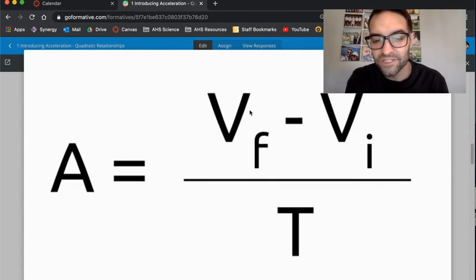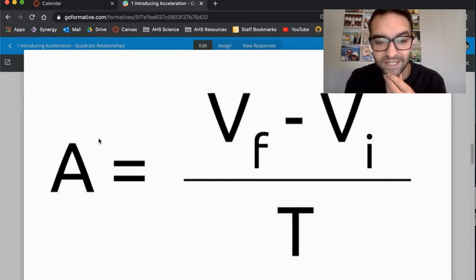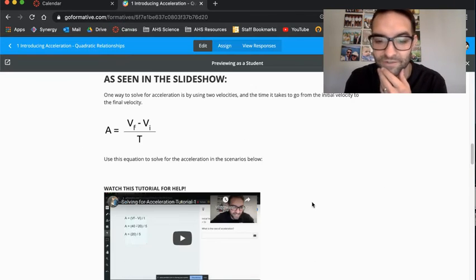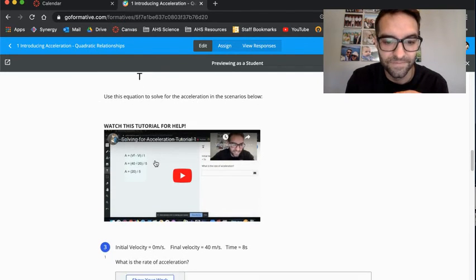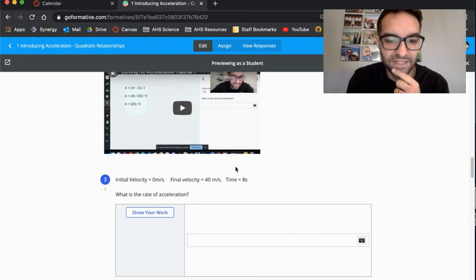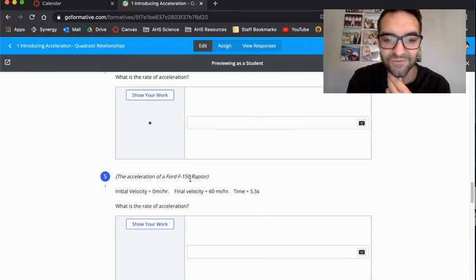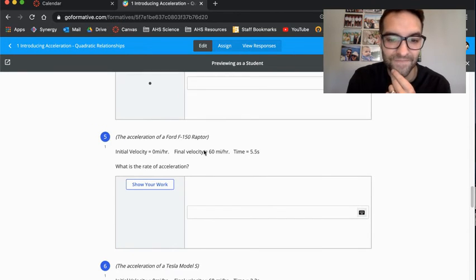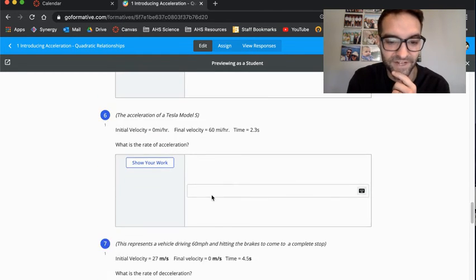So again, this is the equation. If you get a starting velocity and you have the final velocity, you divide that by time, and that can get you your acceleration. And I have a tutorial here for you. Okay, so please watch this, and it'll help you answer these questions here. And I tried to use some real life examples. Ford F-150 Raptor, the Tesla. You can see it's quite a bit faster, and it's going to accelerate faster.